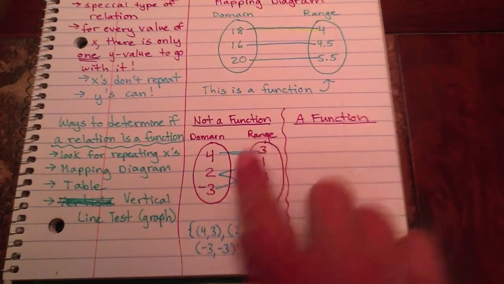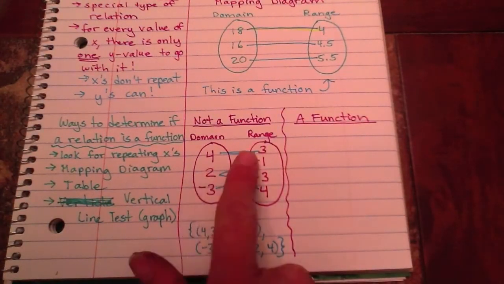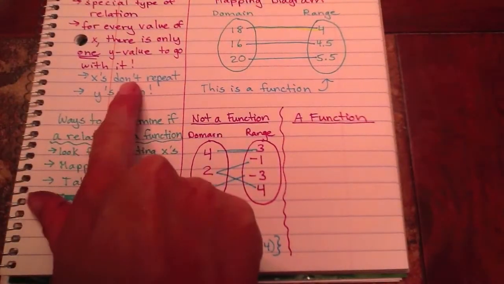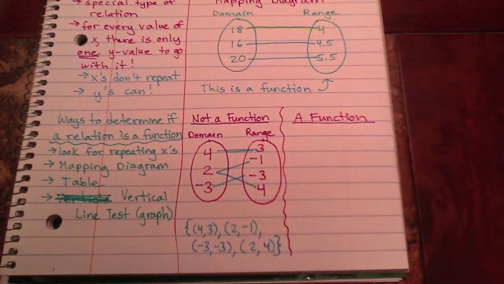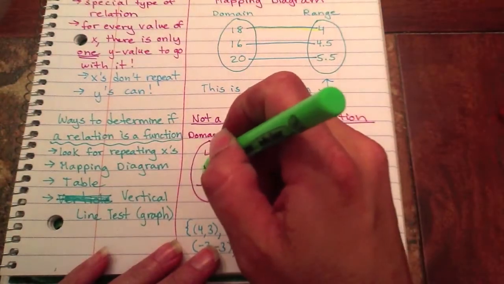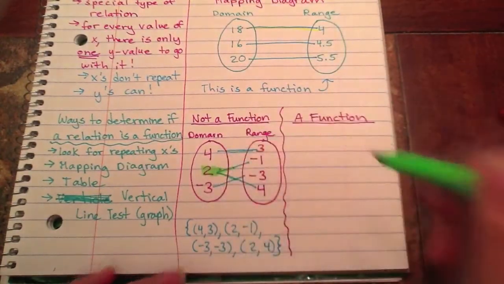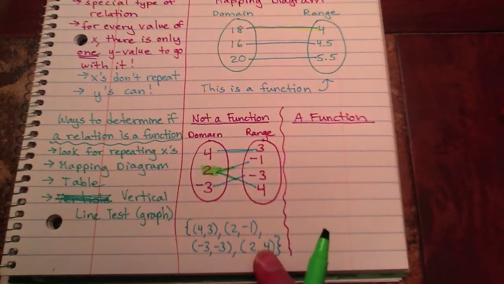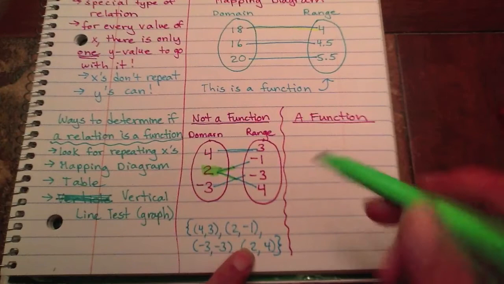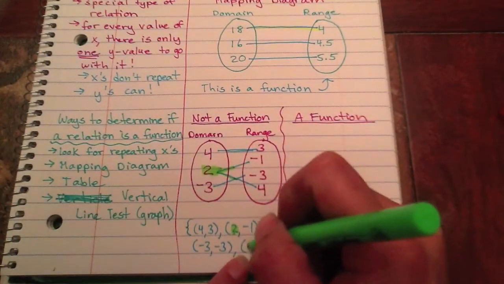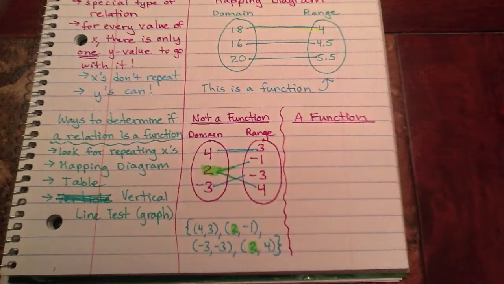This is not a function because I have a repeating x that goes to 2 y's. X's can't repeat. Only one y value to go with each x. So as soon as you see this right there, you know you don't have a function. You still have a relation, just not a function. Notice here, this is where I was talking about look for repeating x's. There's a repeating x. There's a 2 here and a 2 here, and they both have a different y that they go with. So that is not a function.